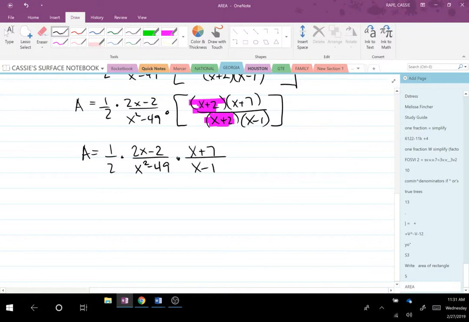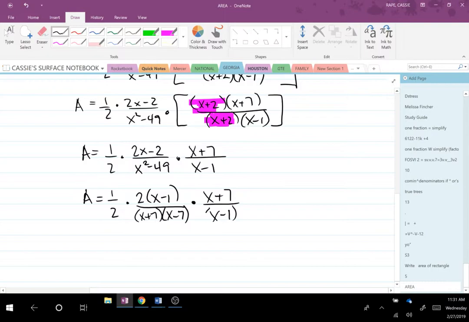Is everyone outside? Oh. All right, I'll finish this up quickly. Area equals 1/2 times. Now it's just multiplication. I just have to factor everything. Over x squared minus 49 is x plus 7 times x minus 7 times x plus 7 over x minus 1. So now I'm just looking for, remember with multiplication, it's almost like one big denominator, one big numerator.